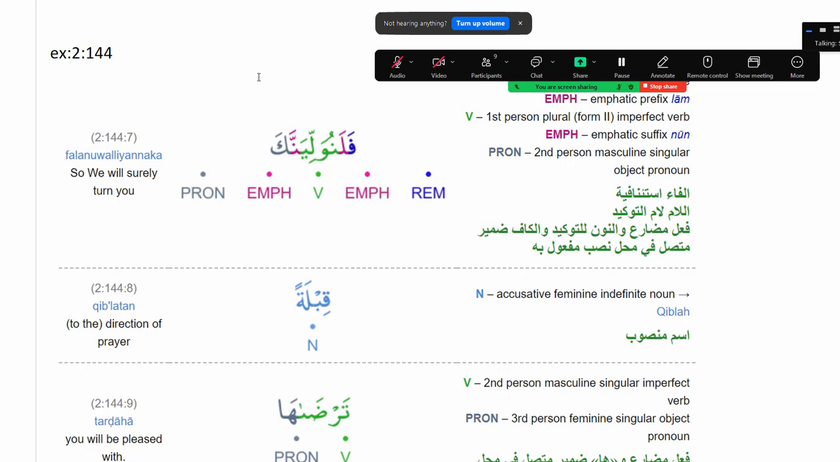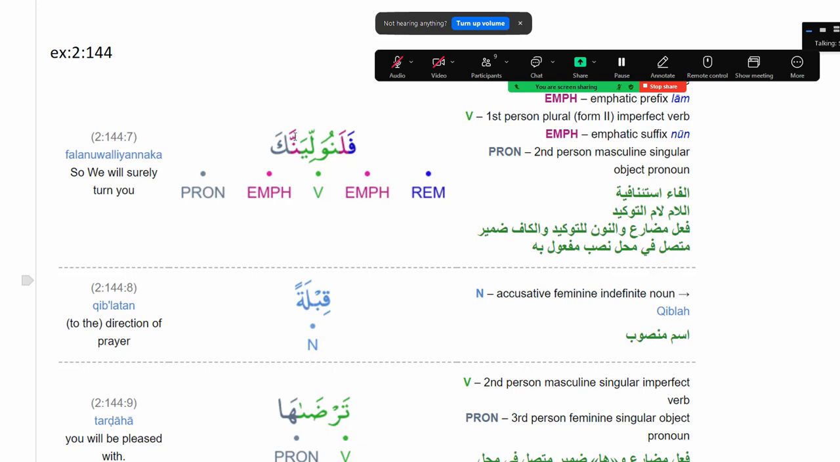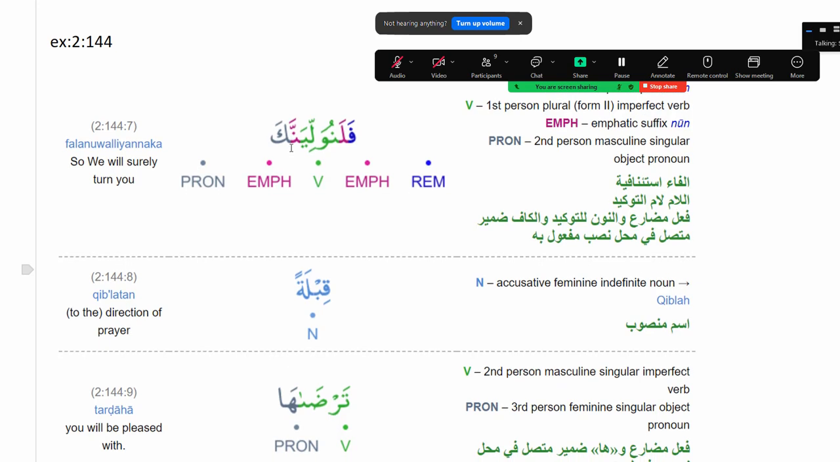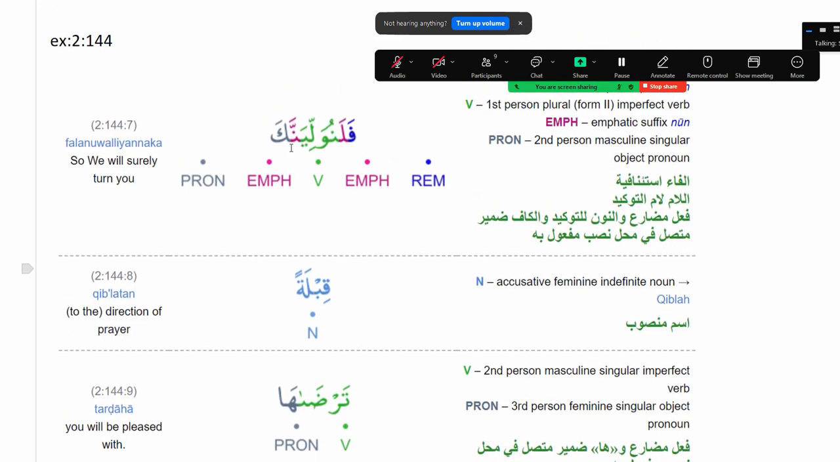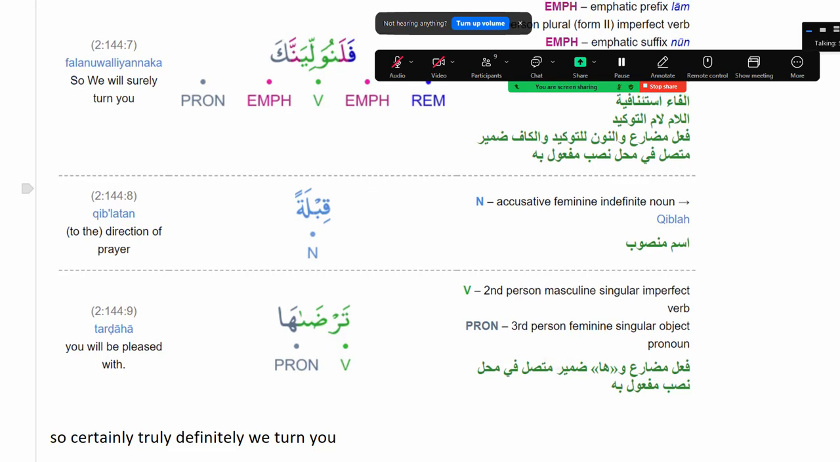فَلَنُوَلِّيَنَّكَ قِبْلَةً تَرْضَاهَا. So here we have lam of emphasis and we have noon of emphasis. So we will surely, definitely turn you to the direction of prayer you will be pleased with. So who said this to who? Anyone remember this? Allah Ta'ala said to the Prophet. MashaAllah, tabarakallah. Allah knew how much the Prophet ﷺ wanted to pray in that direction. SubhanAllah, it becomes so interesting when you learn the grammar. So certainly, truly, definitely we turn you. And Allah is talking about turning the Prophet's ﷺ direction in prayer.